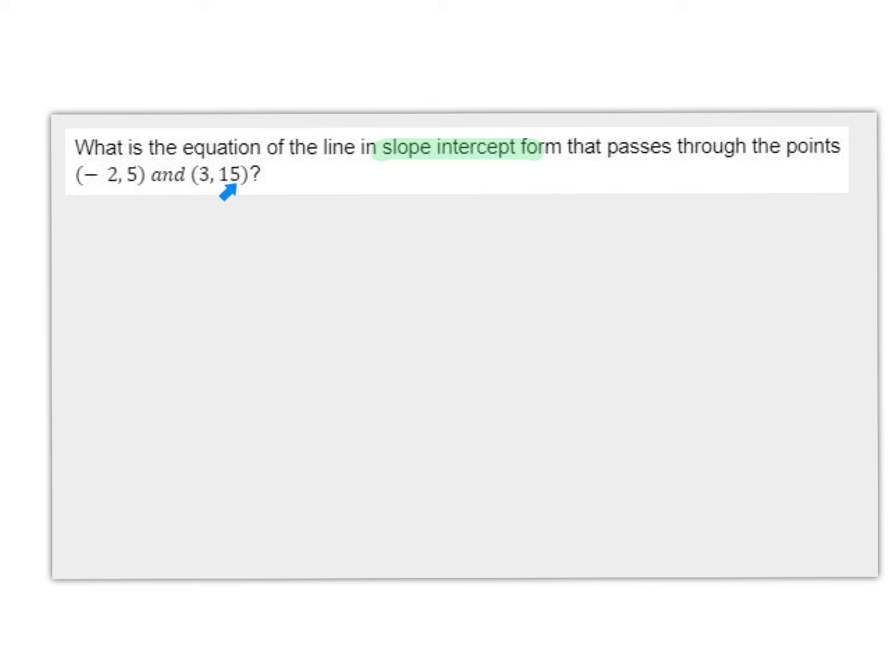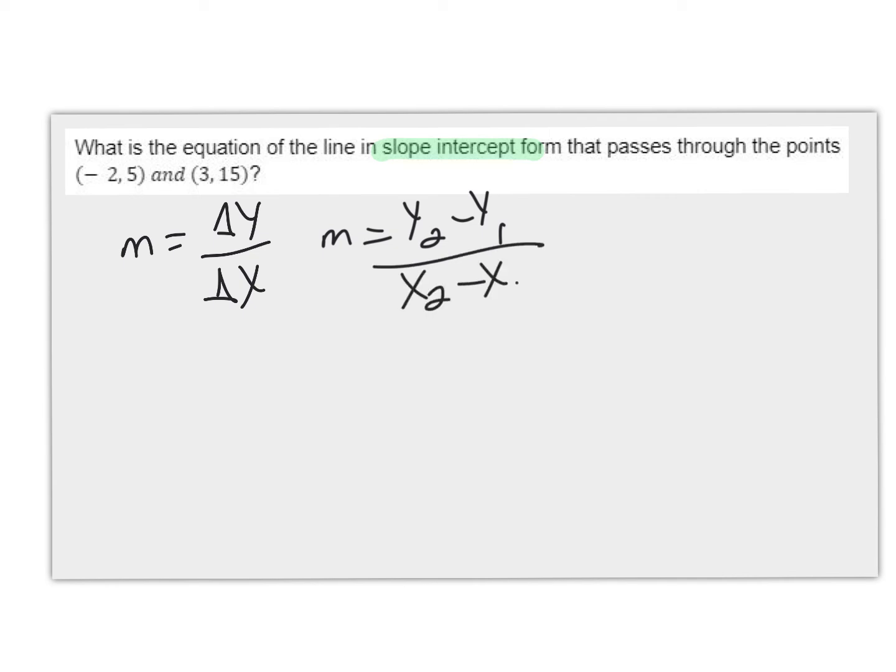Well, that means we can use these 2 points to find the slope. Remember, our slope is equal to the change in y over the change in x, or our formula is y2 minus y1 over x2 minus x1. So if we plug that in over here, we'll just identify this as x1 and x2, and then y1 and y2.